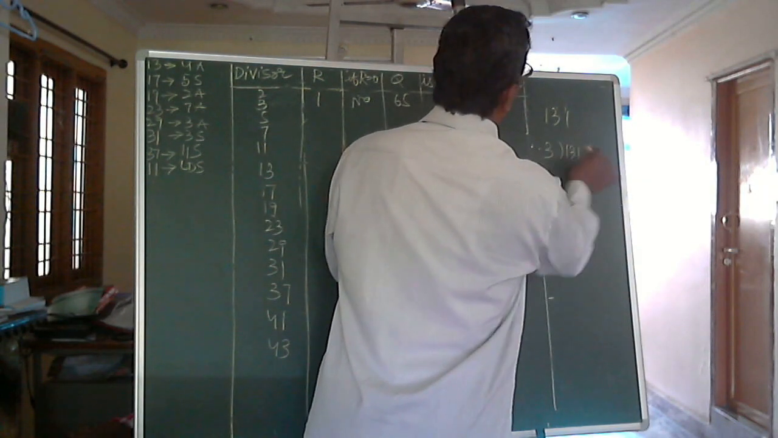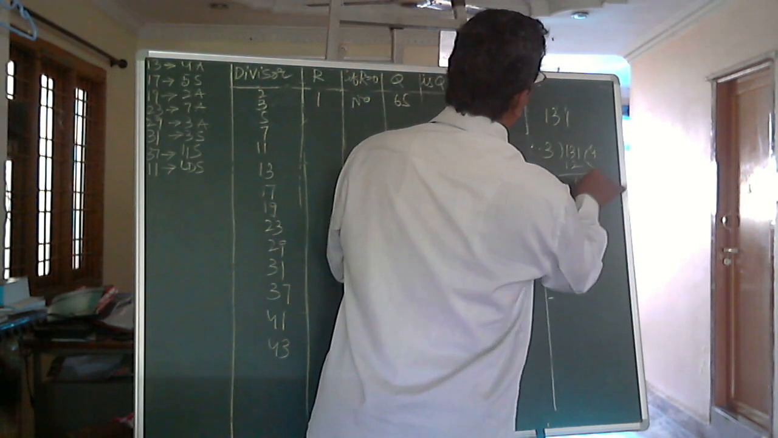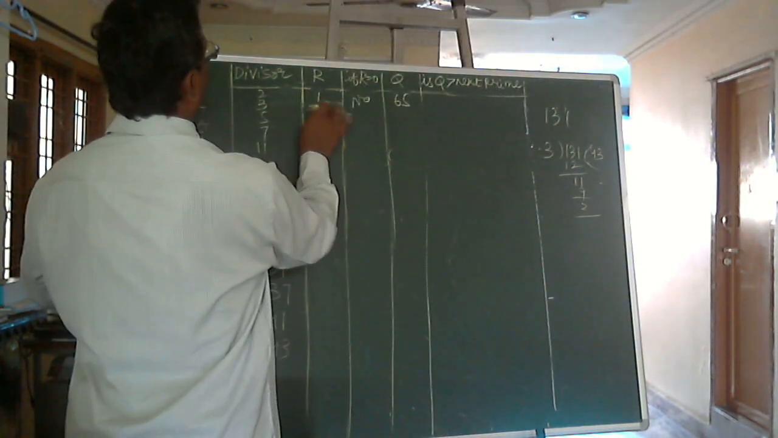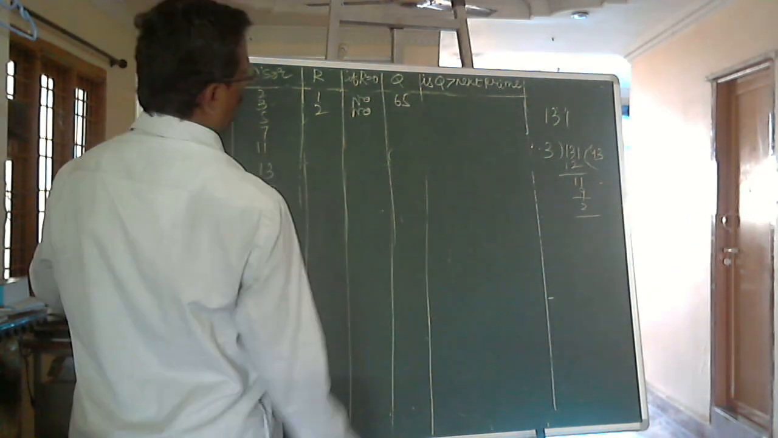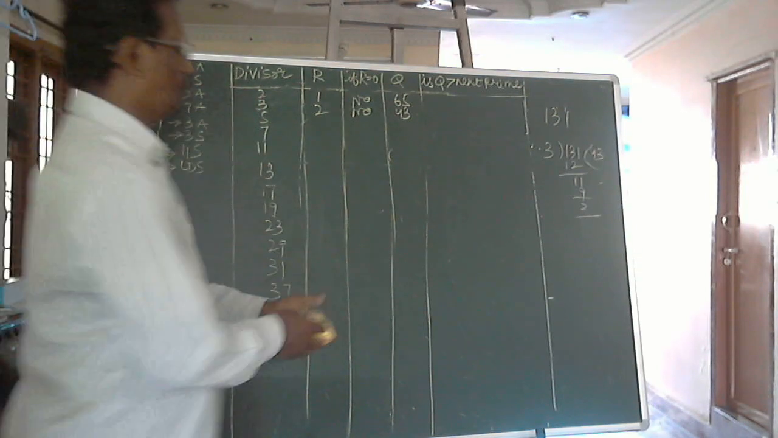131 by 3. 3 fours are 12, 1 1, 3 threes are 9, 2 remainder. On dividing by 3, we are getting remainder 2. This remainder 2 is not equal to 0 and quotient is equal to 43. This 43 is greater than 5, so divide by 5.